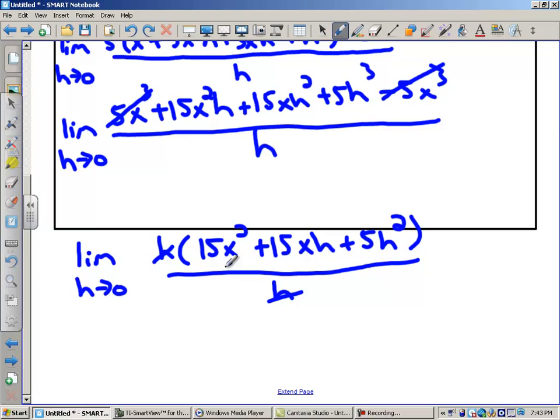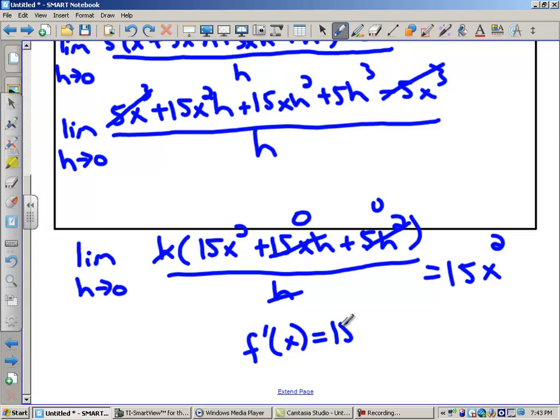What we have left is we've computed our limit if we plug in 0 for h. So if we plug in 0 for h, it's going to cancel this term, and it's going to cancel this term, and we have our derivative. 15x squared is f prime of x.